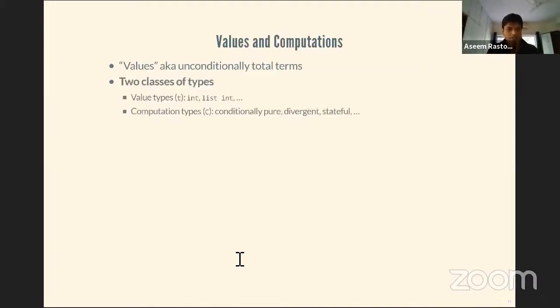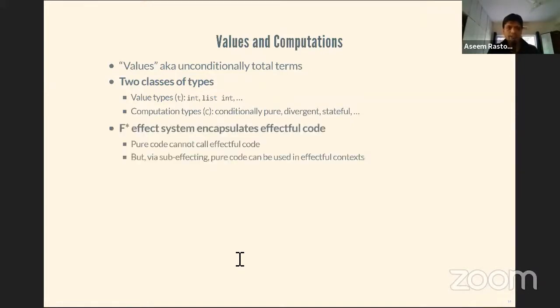So in F*, value types and computation types are separate. Value types are int, list of int, all these are value types. And then you have computation types that denote expressions, which can be pure, divergent, stateful, throwing exceptions and whatnot. And F* has an effect system where the computation type C captures the effect of the effectful code. So there is pure code, which is not effectful. Tot, that we saw, is an example of pure code. And there can be code which is effectful, like divergence is an effect. It could read, write state. It could throw an exception. F* is a primitive effect system where the computation types explicitly mention the effect of the term.